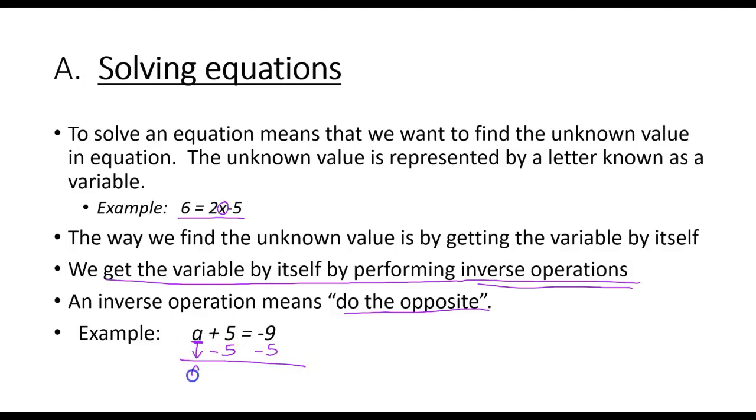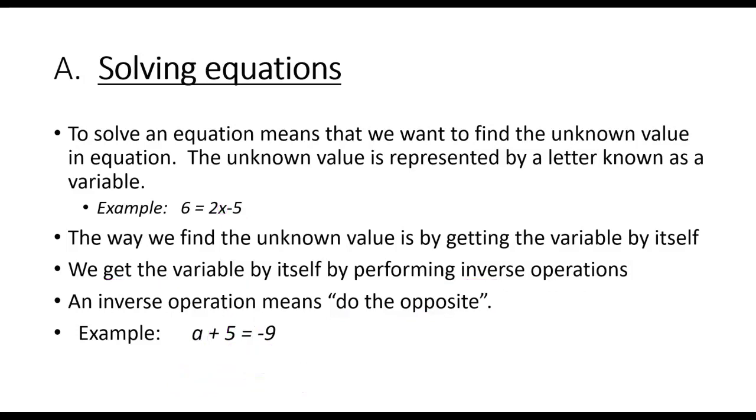The a is still there, but since these are opposites, these cancel. They're gone now. And negative 9 minus 5 is negative 14. Now, if you have a hard time adding positive and negative numbers, go ahead and use a calculator. I'm fine with that. Okay? But in this case, it would be a equals negative 14. So there you guys have it. To solve an equation means get the variable by itself. You do that by doing the inverse operation, which just means doing the opposite.